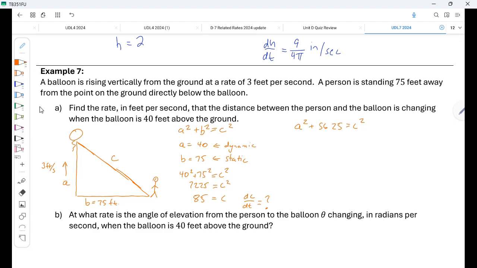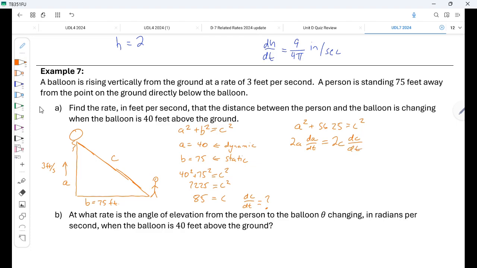The reason I can do that is because dB dt, the thing that I filled in, what's the rate of the distance between that point on the ground and the person changing at? 0. So that's why static variables can go in. So we end up with 2a dA dt equals 2c dC dt.